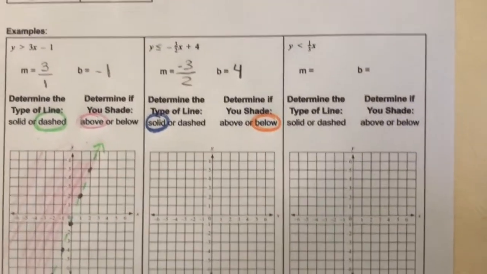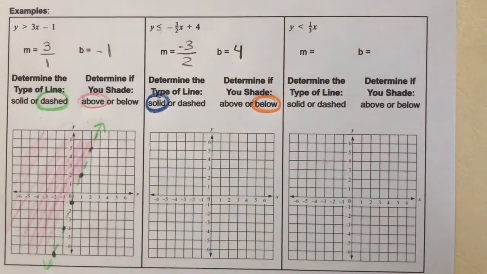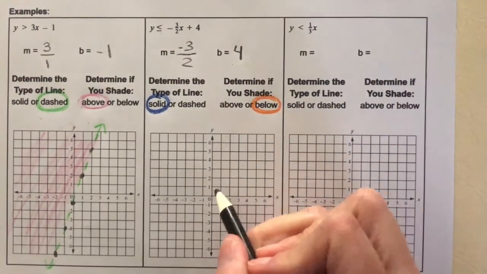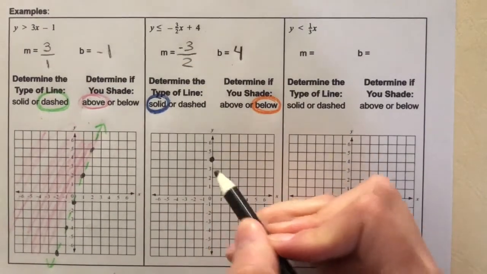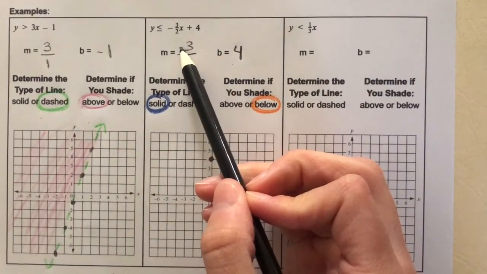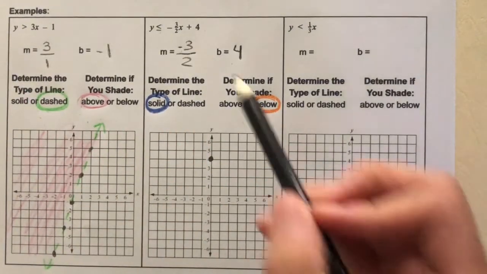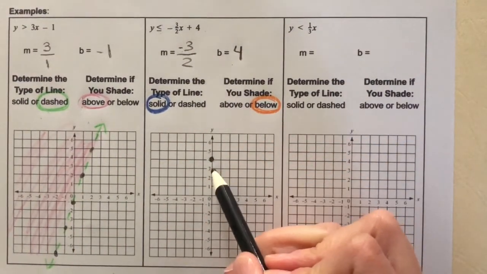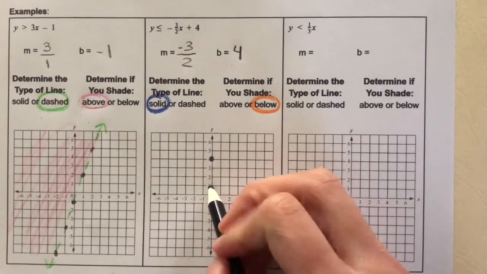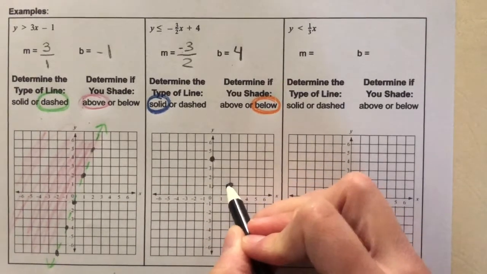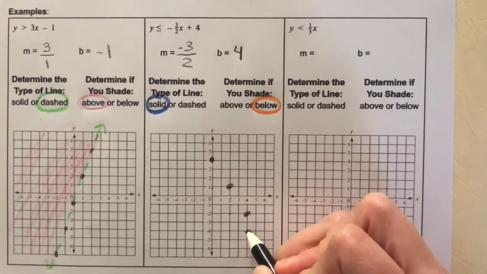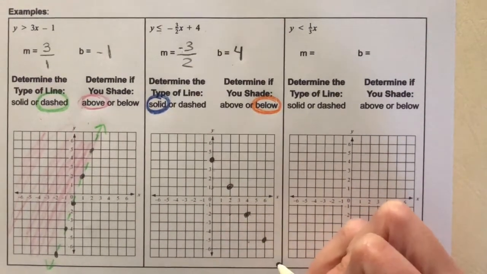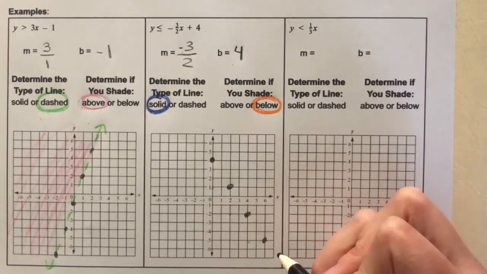So let's create our graph. We'll use this as an example. I know that my y-intercept is 4, so on my y-axis, I'm going to start with my point (0, 4). And this time my slope is negative, so my line should be heading downhill. That means I'm going to be counting down 3, over to the right 2. And I'm going to continue that pattern until I run out of room. Down 3, right 2, and I've run out of room going down and to the right.